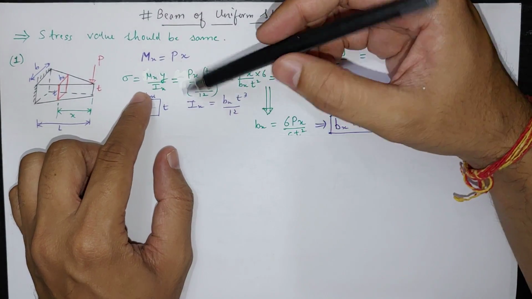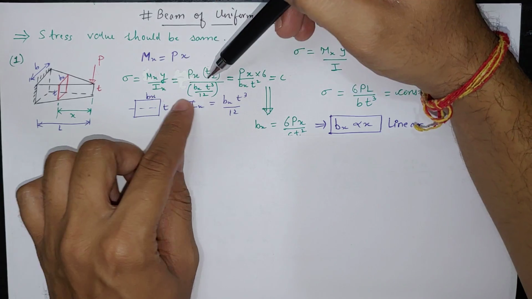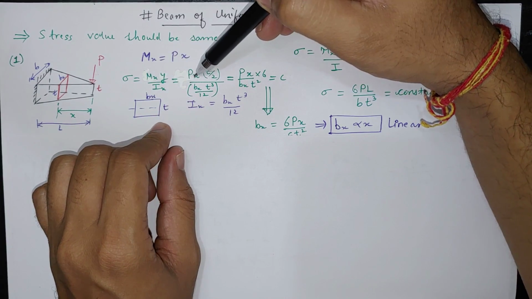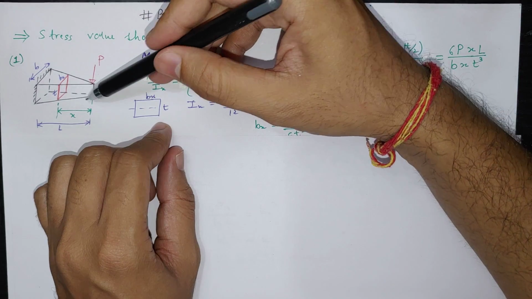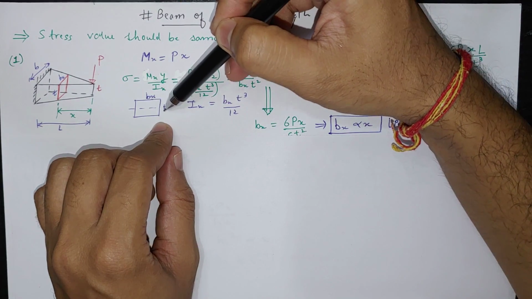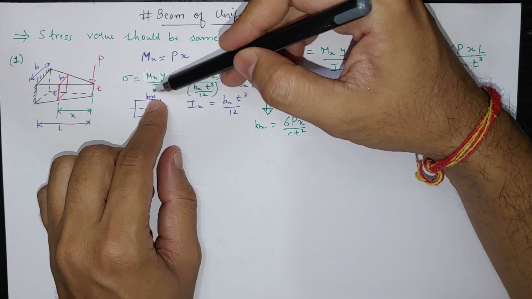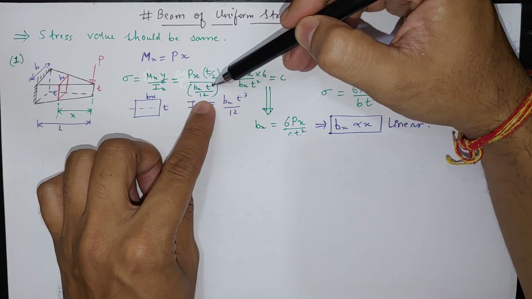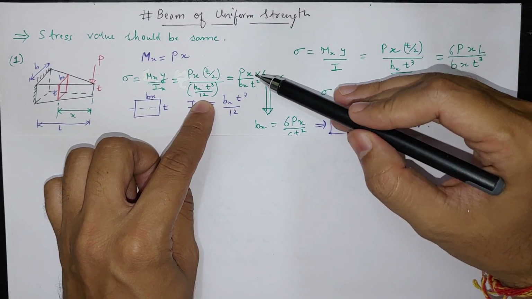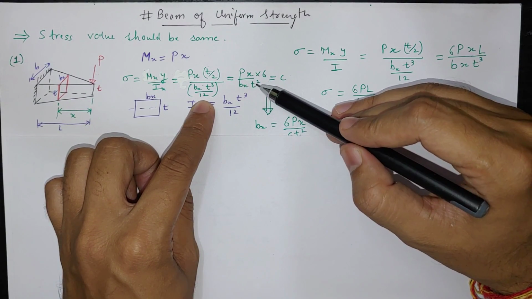Now if we calculate stress My by I, so M at x, y upon inertia at x. So if we keep this value Px in place of M(x), y is thickness divided by 2. So this distance, half distance of this thickness, that will be y divided by I at x. So I at x we know b(x) t cube by 12. So if we keep this value and evaluate this, then it will be 6Px divided by b(x) t square.